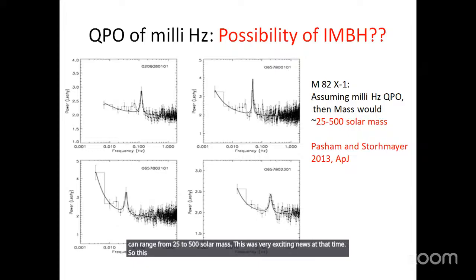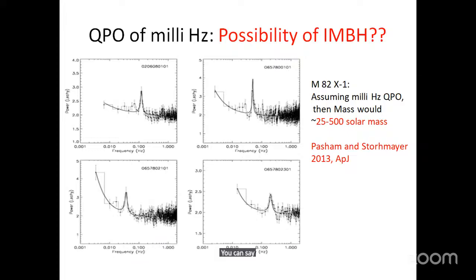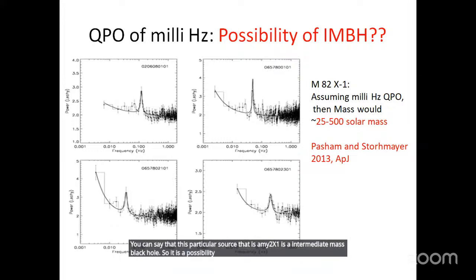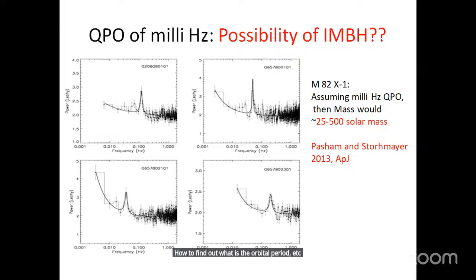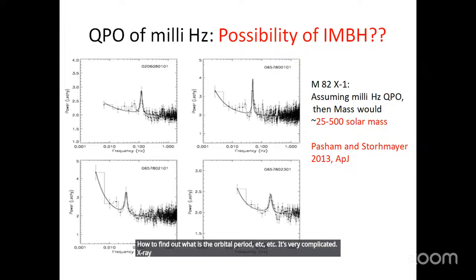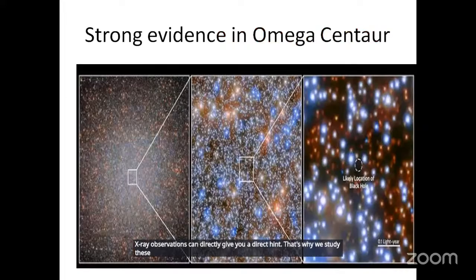So this is one of the methods by which you can say that this particular source, M82 X-1, is an intermediate mass black hole. It is a possibility. We don't know whether it is actually 500 solar masses because we don't have any dynamical confirmation. We don't know whether there is an optical counterpart, and if there is, how to find the orbital period, and so on. It's very complicated. X-ray observations can give you a direct hint. That's why we study these X-rays.